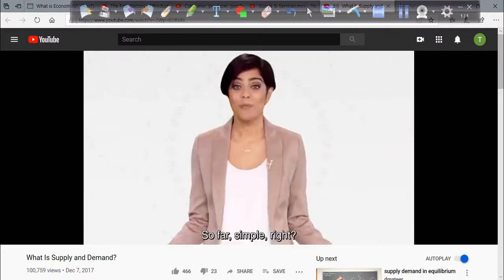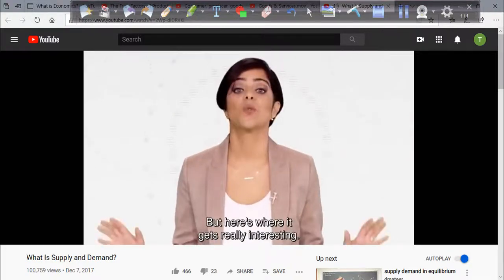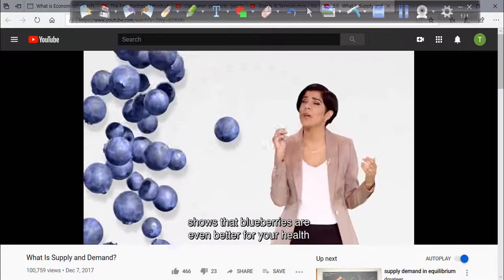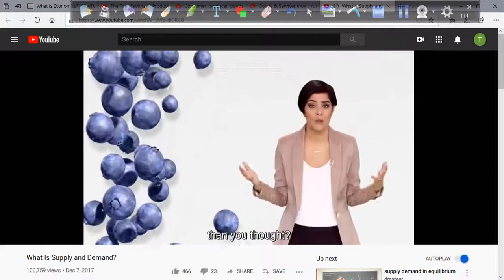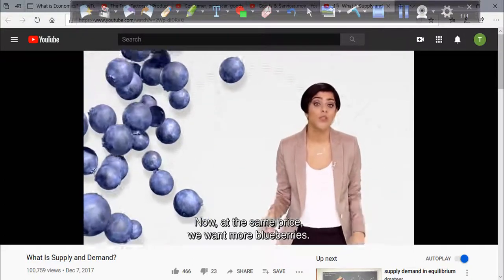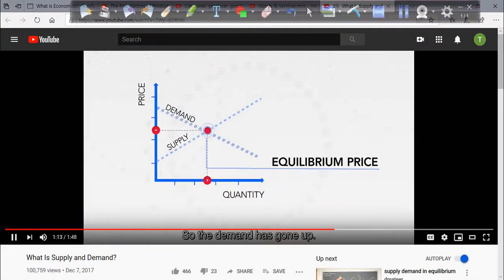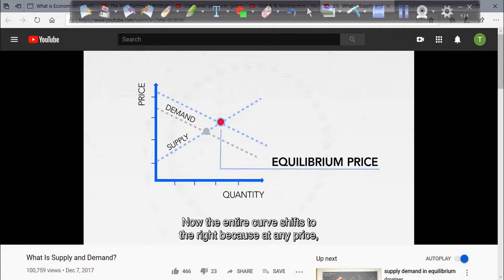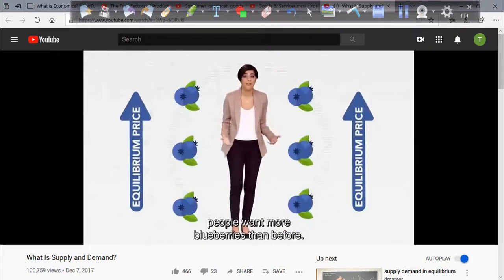So far, simple, right? But here's where it gets really interesting. What if there's a new report that shows that blueberries are even better for your health than you thought? Now, at the same price, we want more blueberries, so the demand has gone up. Now, the entire curve shifts to the right because at any price, people want more blueberries than before.